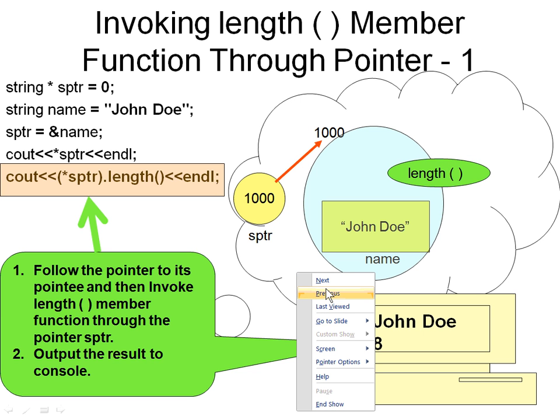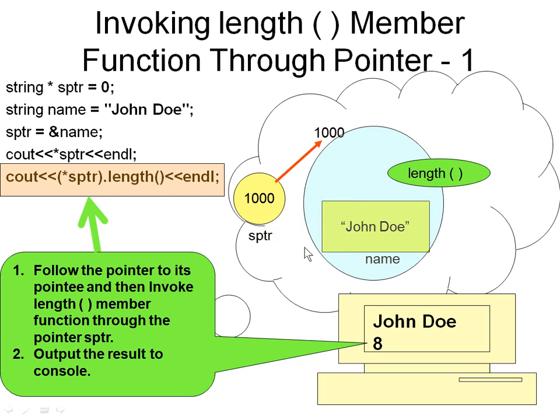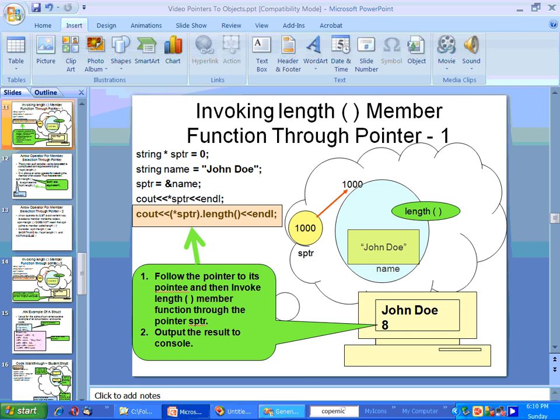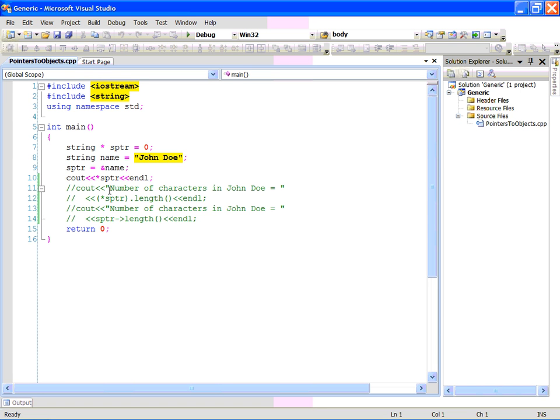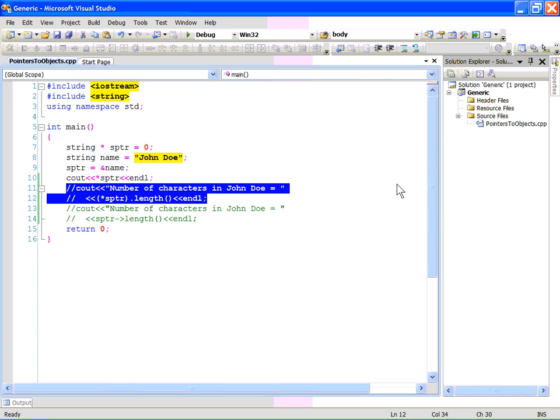Okay, let me go back to Visual Studio and show you a little bit more code to see how I can print the number of characters in John Doe to the console, and then we'll get back to here in order to dissect this code further. So let me comment out these two lines here first and compile and run the program again for us to look at it.